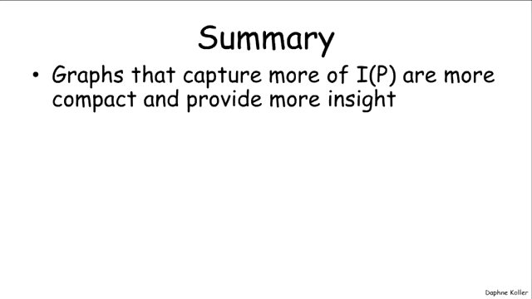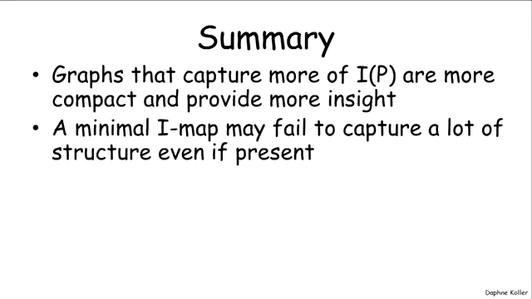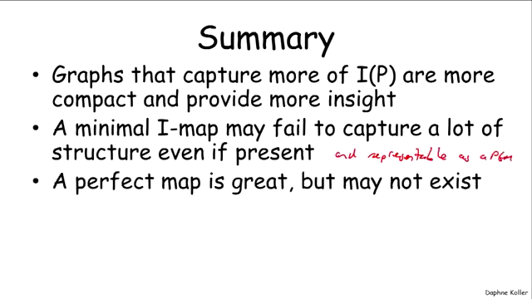So in summary, we prefer to have graphs that capture as much of the structure in I of P as possible because they are more compact, and therefore are easier to learn and easier to do inference with, and also provide us with more insight about the distribution. We talked about minimal I-maps as one option for sparse graphs, and we showed that that's not a particularly good option because it might fail to capture structure even if it's present in the distribution, and even if it's representable as a Bayes net or as a graphical model. A better notion is a perfect map, which is great, but there are many cases where a perfect map might not exist.